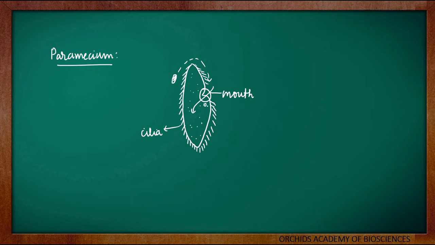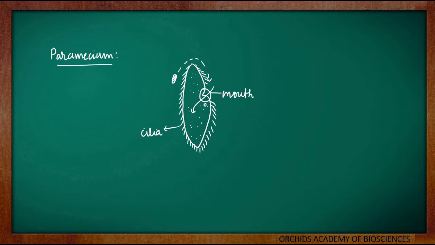So the only difference between nutrition in amoeba and paramecium is that in amoeba the food can be taken from any part of the body because its cytoplasm or its body is very flexible. It can come into any shape. So the cytoplasm will just go and surround the food and take in. But here they'll be using this cilia, which is not only useful for their movement but also to bring this food particle to the mouth and then trap it and then obtain the nutrients from it.